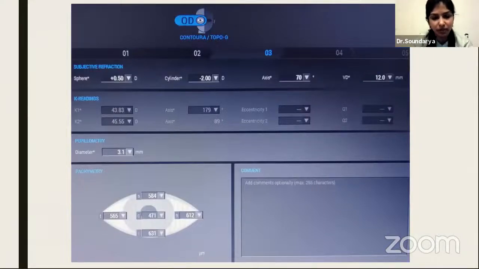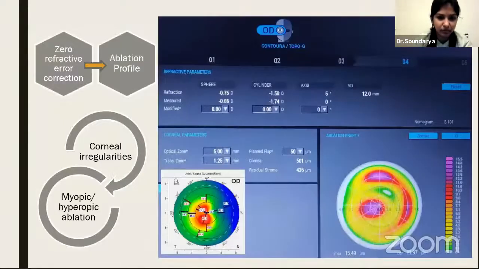This is going to be the next page, where we enter the subjective refraction values, the pupillary diameter, and the pachymetry values, the central and the 6 mm pachymetry values. First, we put the target as 0 power. This is going to generate an ablation profile, which basically gives us the correction to correct the irregularities, as well as the myopic and hyperopic ablation that I was talking about. Here we can also compare it with the anterior sagittal curvature map, where we can see the myopic ablation at the steepest point and an arcuate hyperopic ablation. And we can note the amount of tissue that is being utilized for the same.